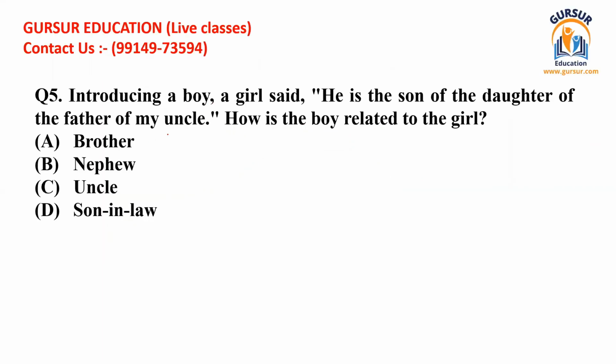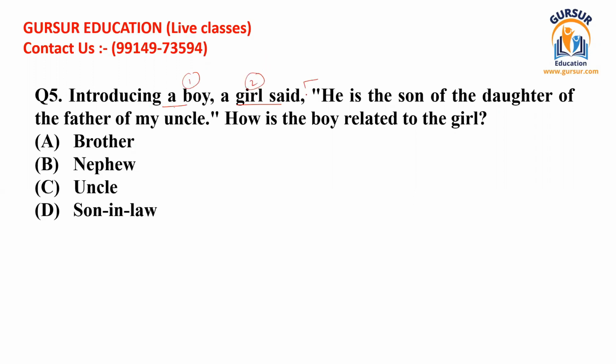This is question number 5. Now you are watching on a screen. The question is again containing two parties. First of all, there is a boy. Introducing a boy, a girl said. That means a boy is the first party and the girl is the second party.